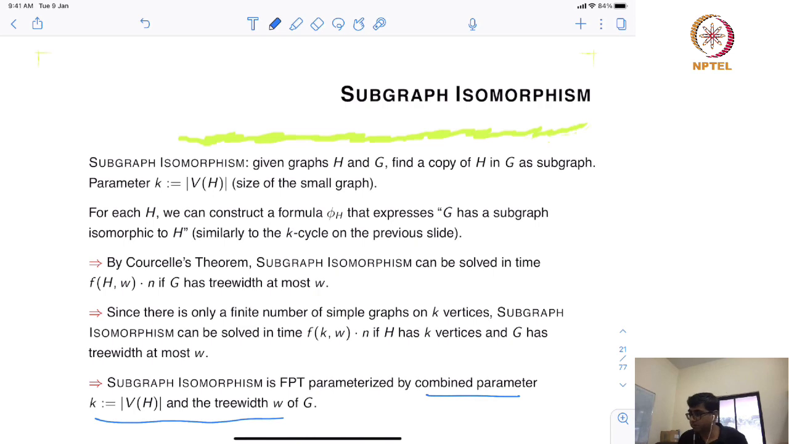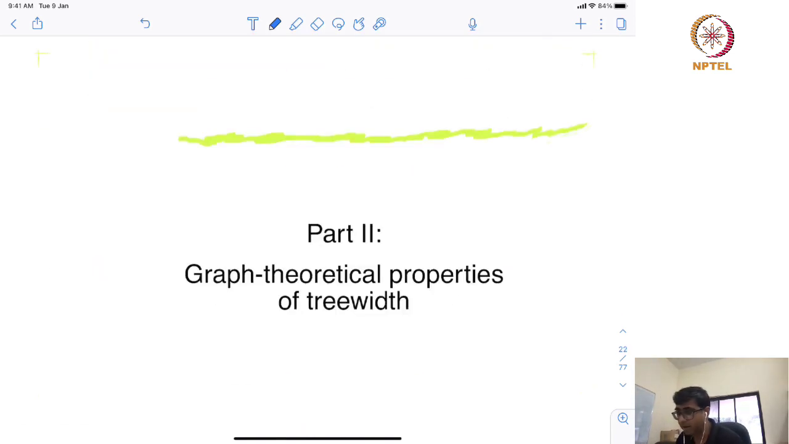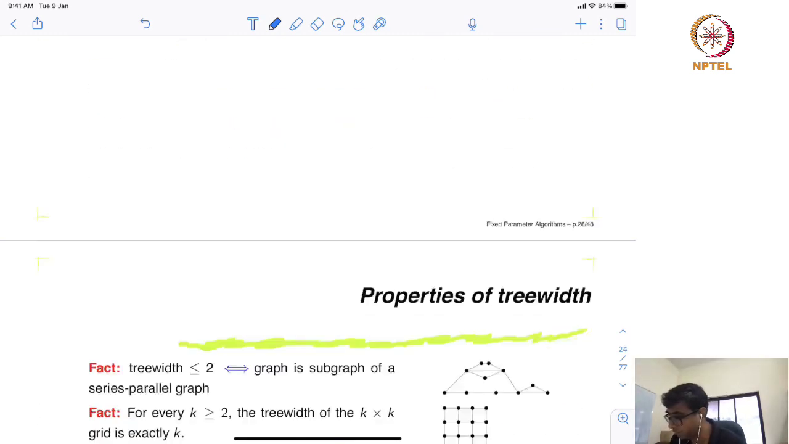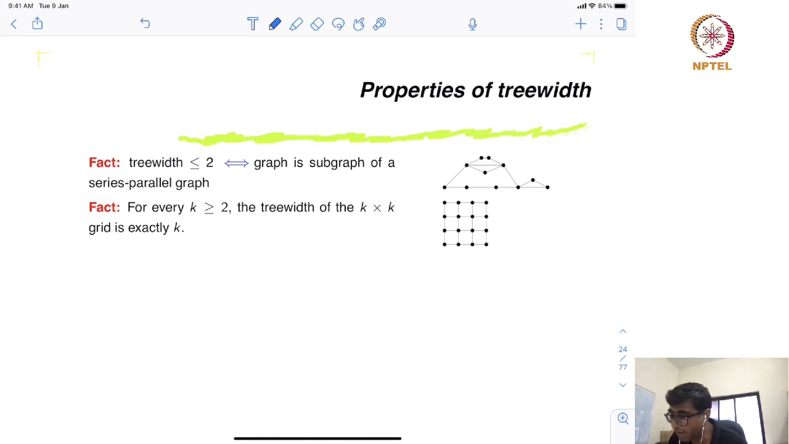Okay. Now we have seen several graph theoretic properties of tree width. We will see some more now. So it is known as a fact that tree width is at most 2 if and only if the graph is a subgraph of something called a series parallel graph. And for every k greater than or equal to 2, the tree width of the k by k grid is exactly k. So we have already talked about some of these things in our first week.